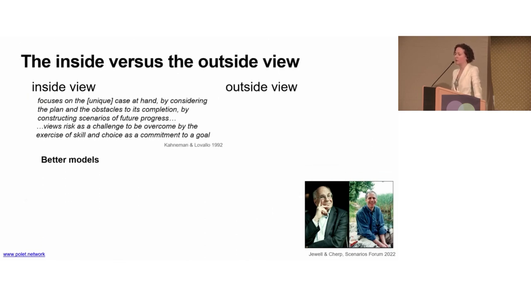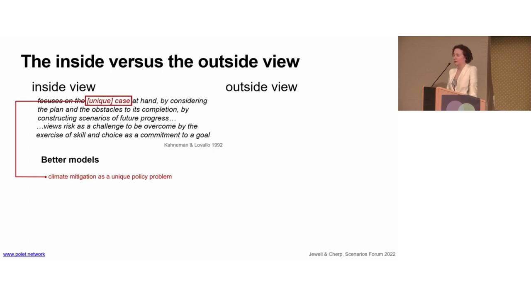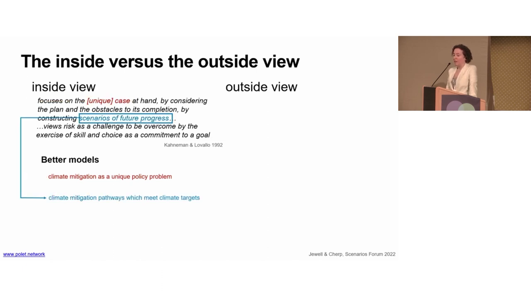So the inside view focuses on the unique case at hand by considering the plan and the obstacles to its completion, by constructing scenarios of future progress, and it views risks as a challenge to be overcome by the exercise of skill and choice and commitment to a goal. And we see that this approach of building better models really is a good illustration of this inside view. So it focuses on climate mitigation as a unique policy problem. It develops climate mitigation pathways which meet climate targets.